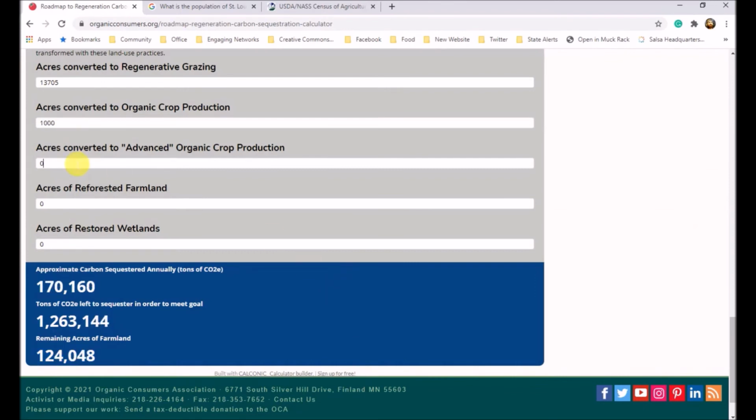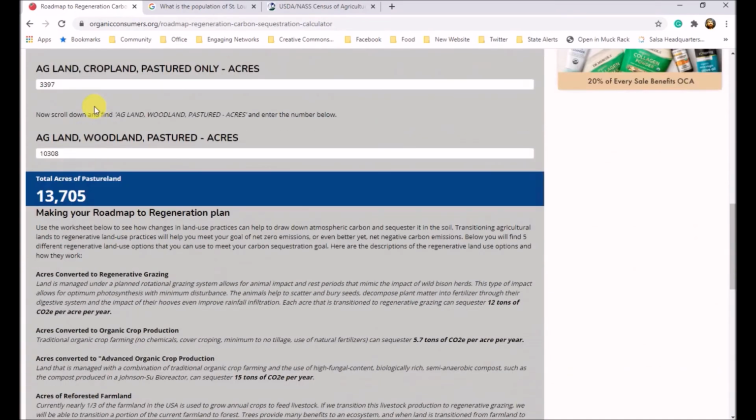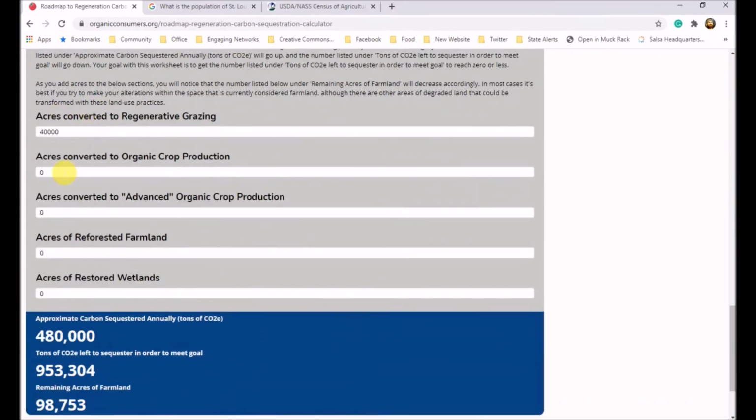Continue to explore the calculator by adding and subtracting acres from the different land use options until you have found a balance of land use techniques that would sequester enough carbon to meet your goal.